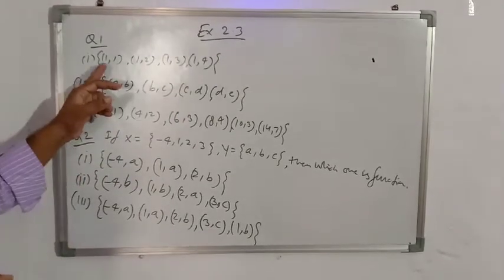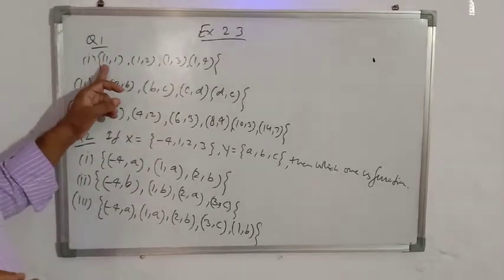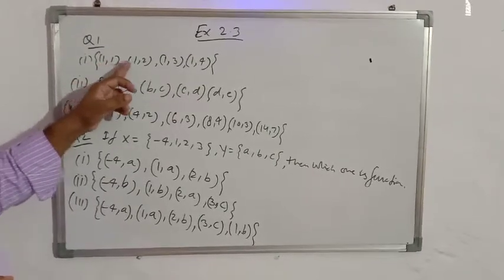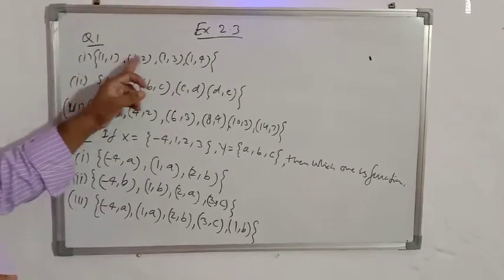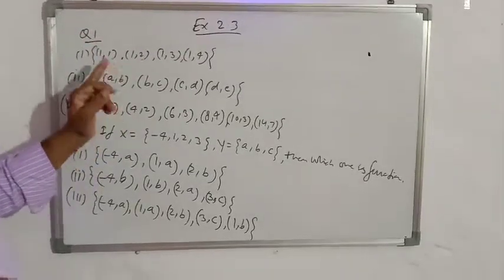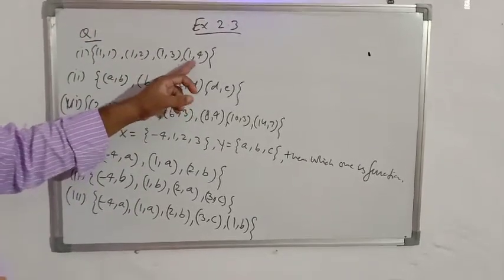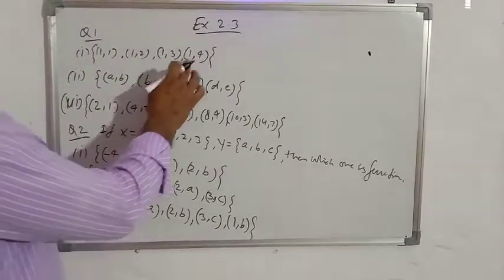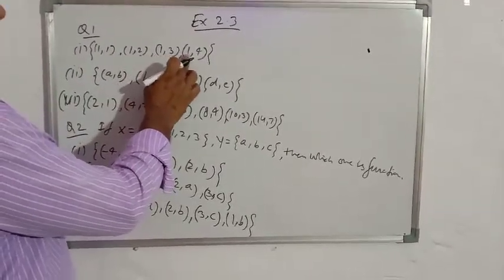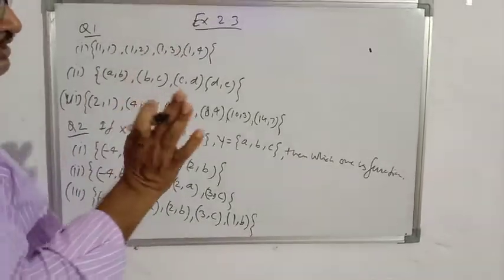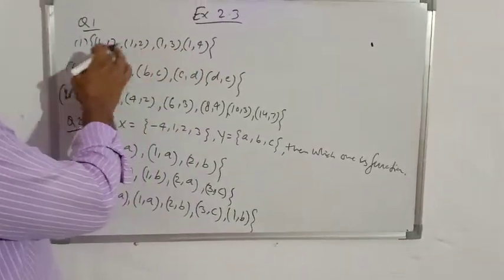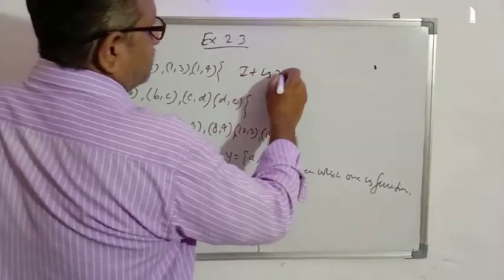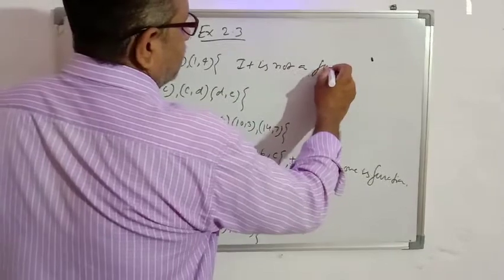In the definition, it is told that every element of the domain has a unique image. But here, one element of the domain, that is 1, has many images. 1, 2, 3, 4 are its images. So it is not a function. If two ordered pairs have the same first component, then it is not a function. Here all the ordered pairs have the same first component, so it is not a function.